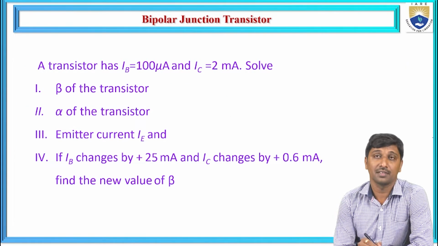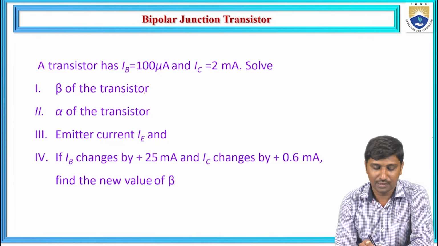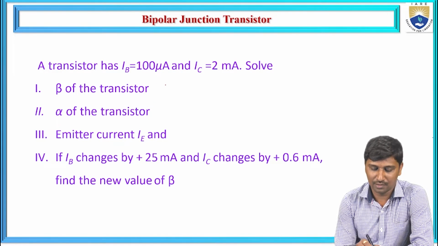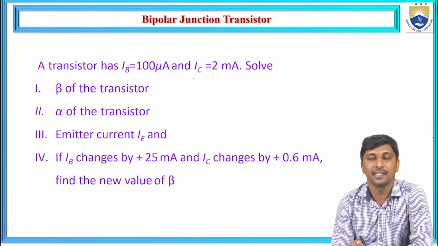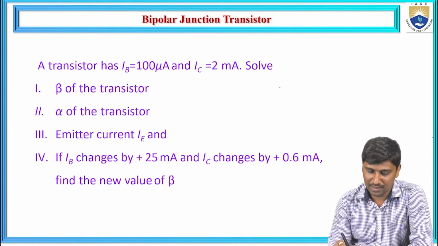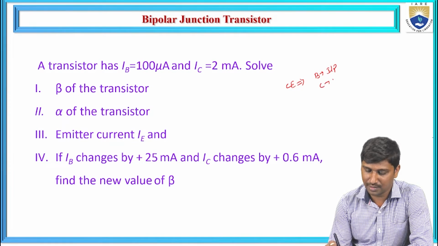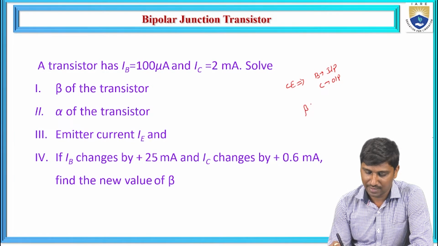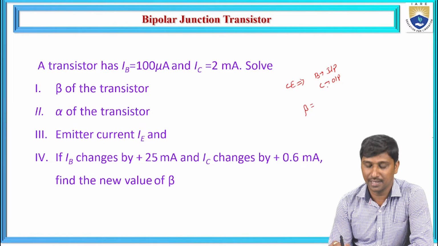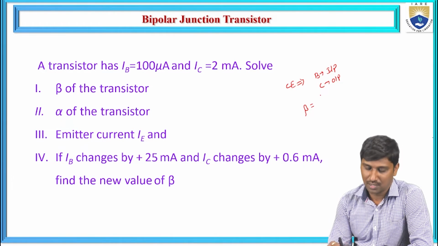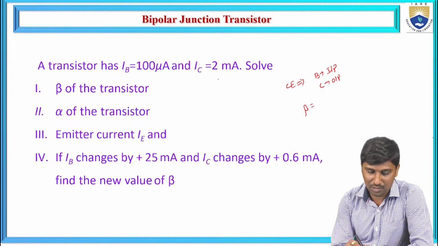So for this case, first you need to calculate beta and alpha. From this case, we have IB and IC. If you know the common emitter configuration, the base terminal acts as the input and the collector acts as the output. From that, we can define beta, the DC current gain, as the ratio of output current to input current. So here the output current is IC and the input current is IB.